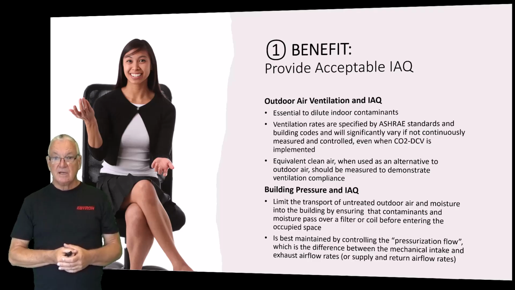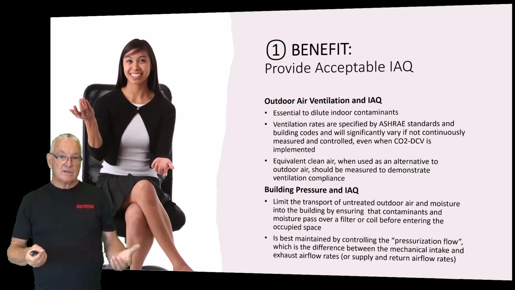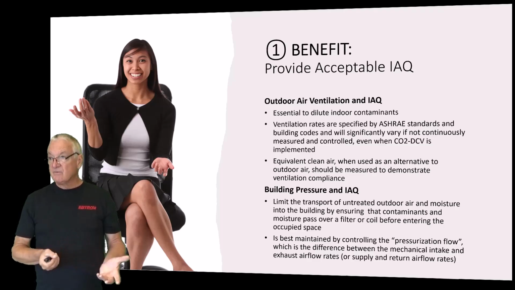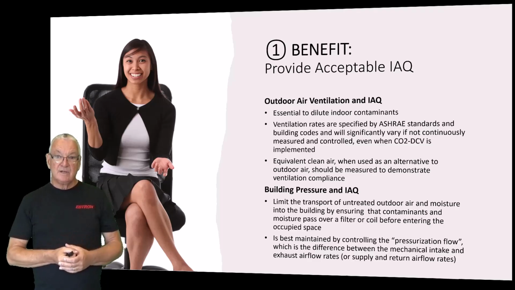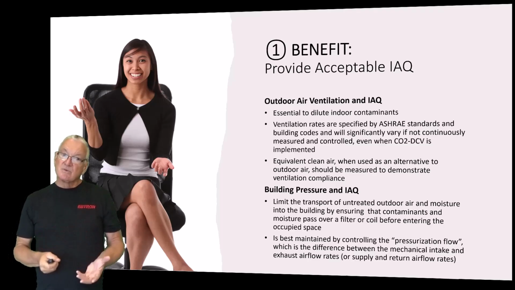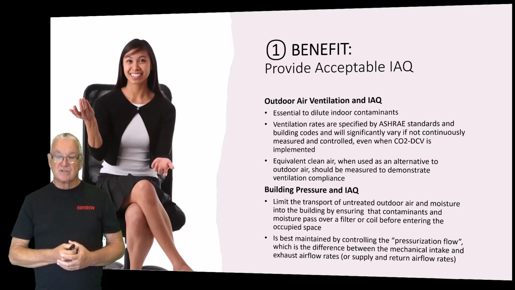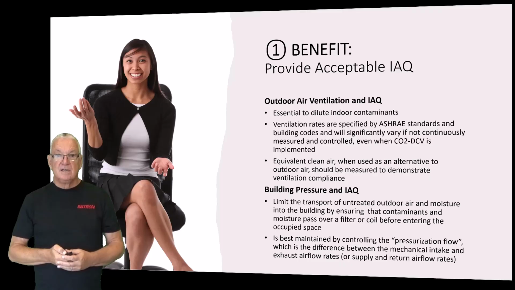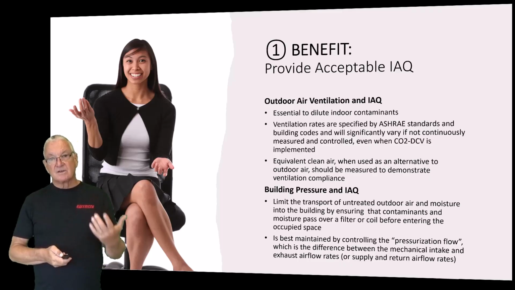And then building pressure and IAQ, it's really limiting the transport of untreated outdoor air and moisture into a building. When you're east of the Rockies, it's pretty simple to understand the moisture side of it. Maybe in the Pacific Southwest, it's a big deal if we run a building negative. But it's not just moisture, it's untreated outdoor air in general. And we're going to find that the best way to do that is by controlling the pressurization flow, and that's going to be based on measuring airflow rates. So that's our first benefit.